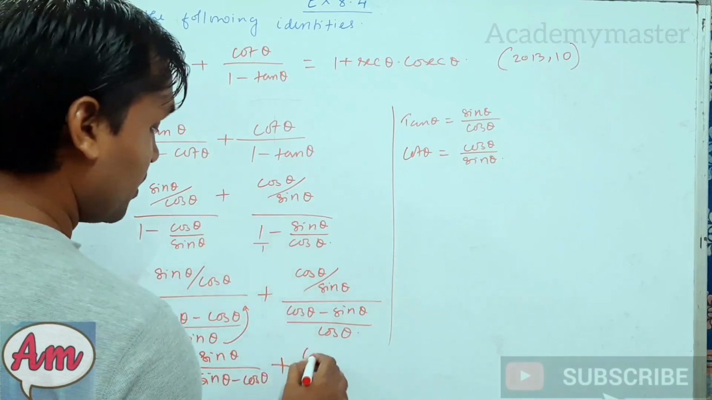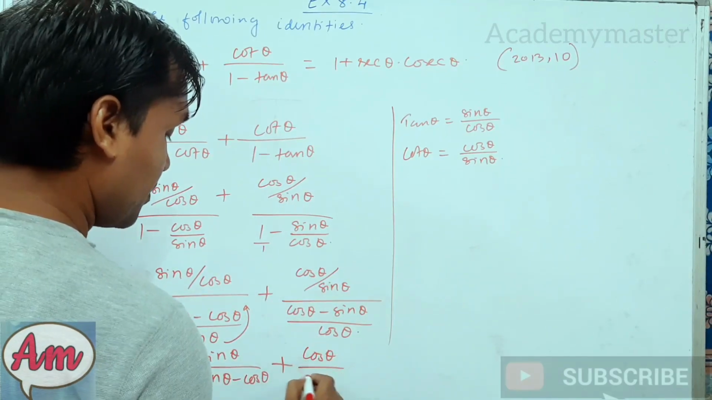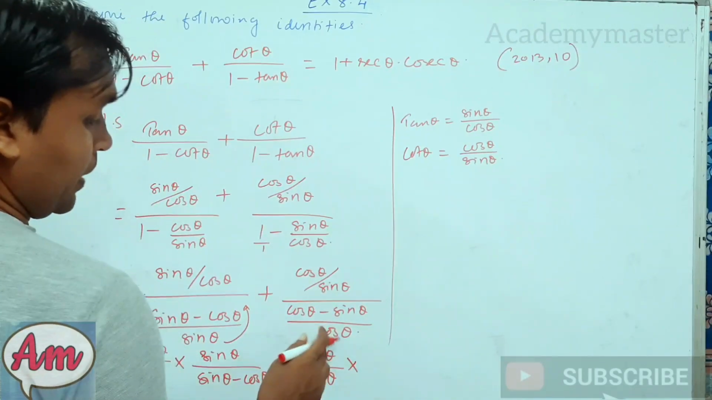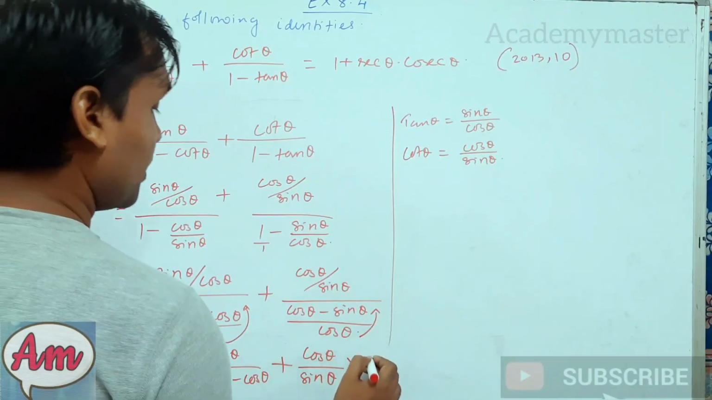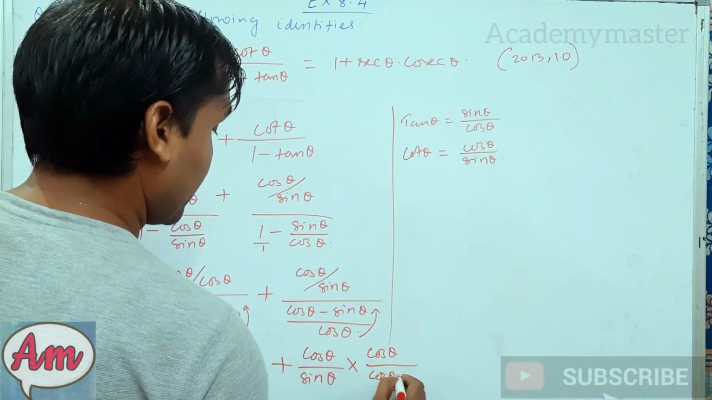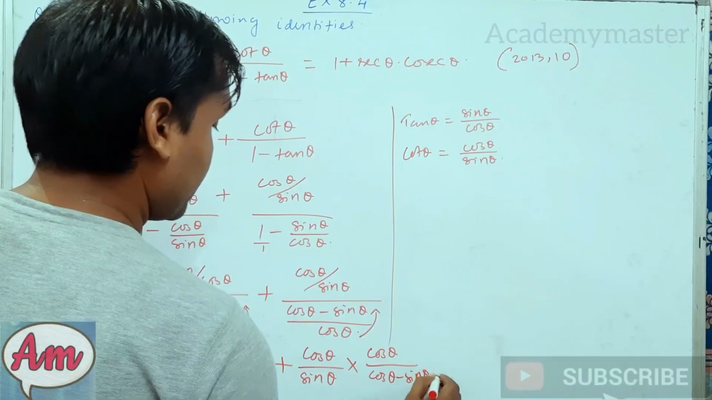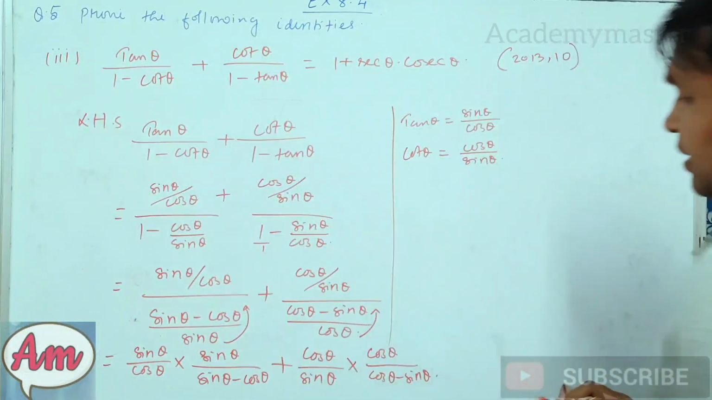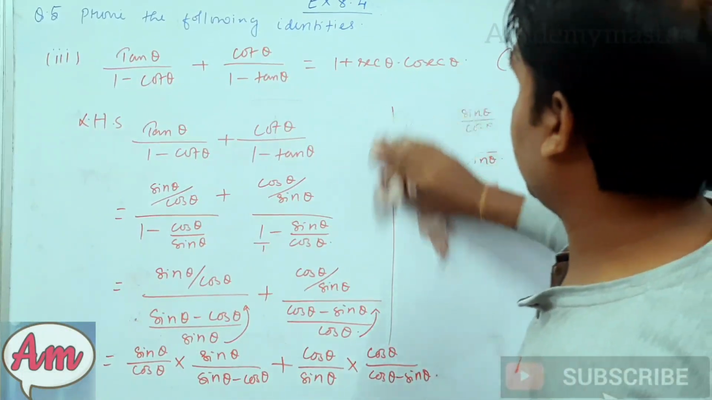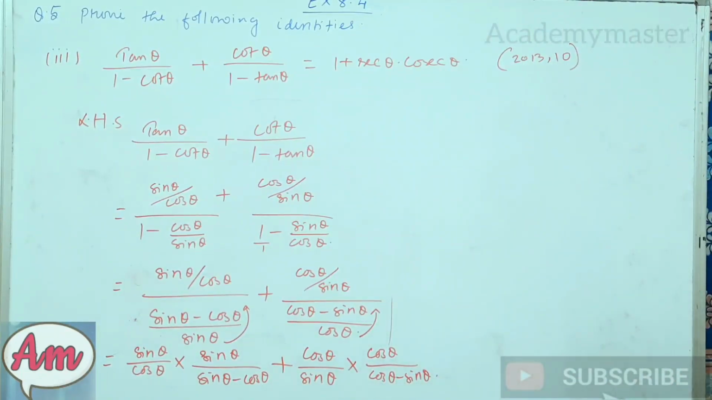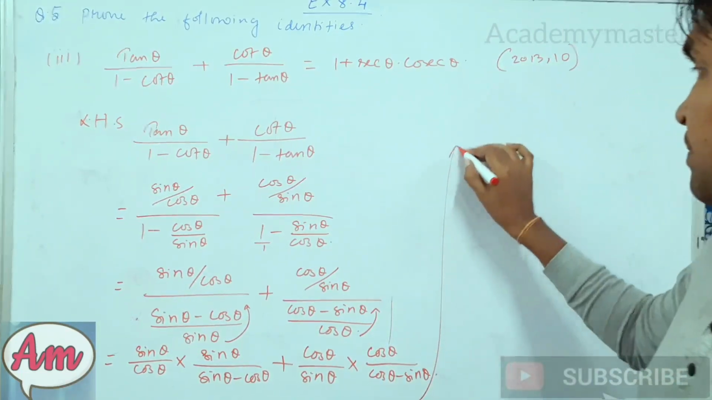Same thing we will do here. Cos theta by sine theta. It is divided by, we will change into multiply. So this one will go up. So it will be cos theta divided by cos theta minus sine theta. Okay. So hope you have understood. It's not that hard. Okay, simple things only, basic mathematics we are using here. Okay. So let us move on to the next step.